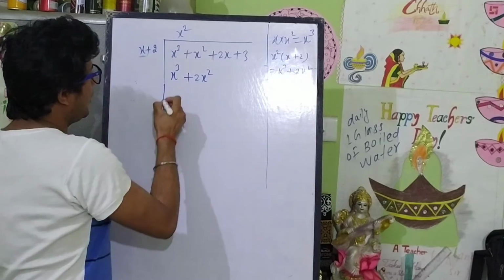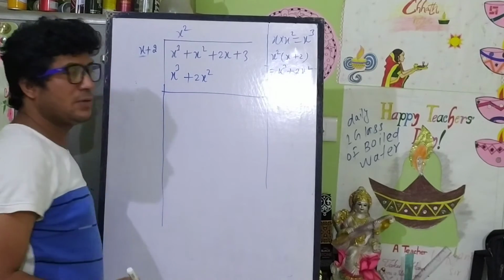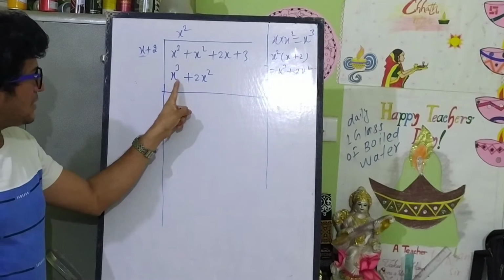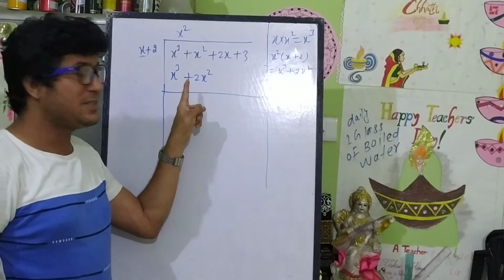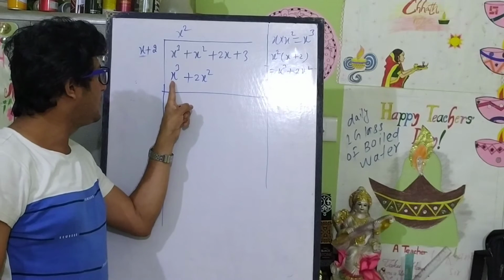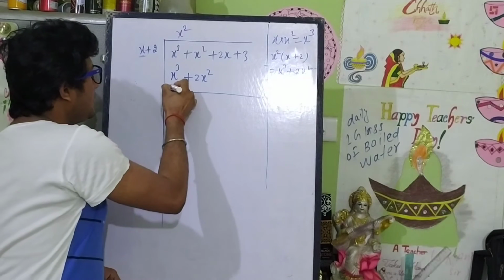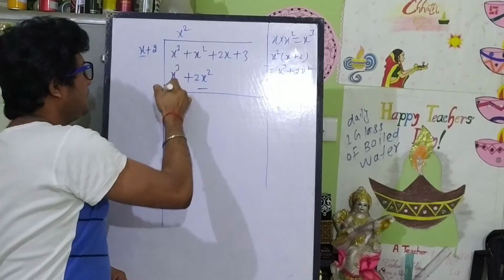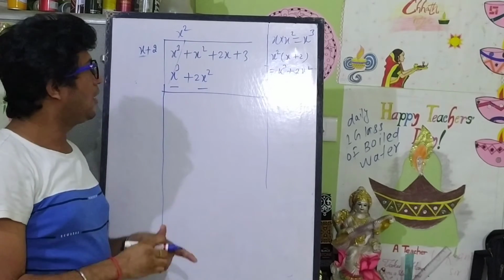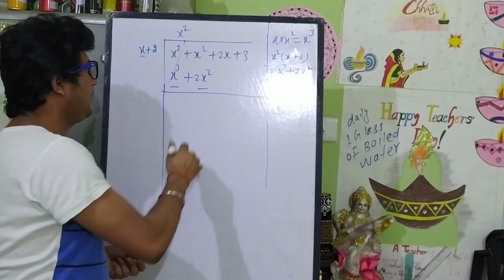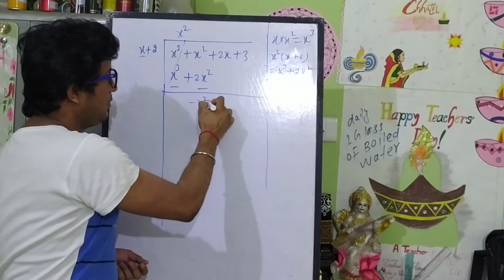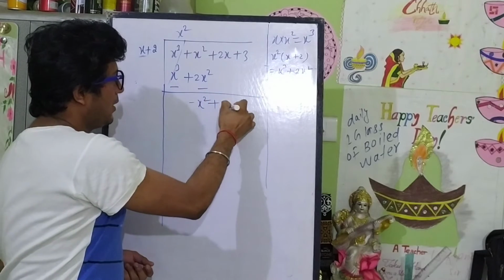Now we are going to subtract. Before we subtract, we have to change the symbol. This is plus, this is also plus, so change the symbol: this is minus, this is minus. Now this is cancelling. Now x squared minus 2x squared becomes minus x squared, and we write the term plus 2x plus 3 as it is.